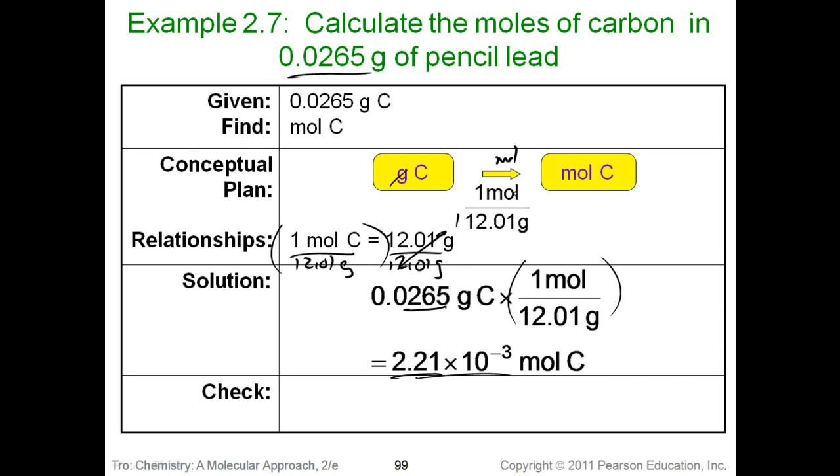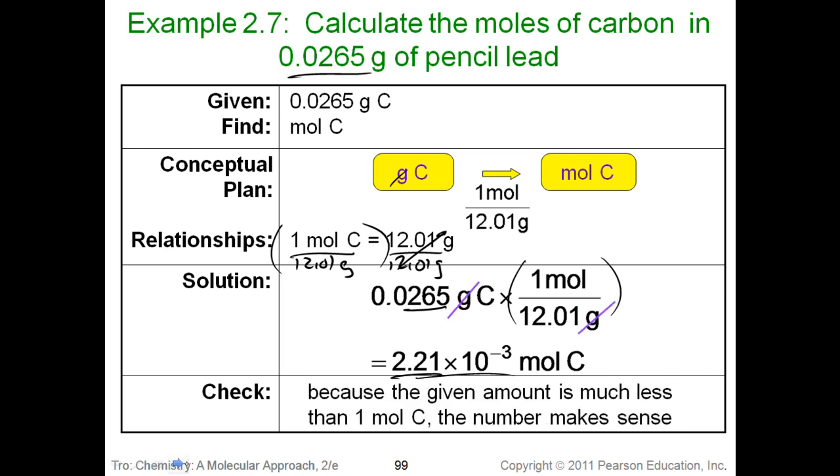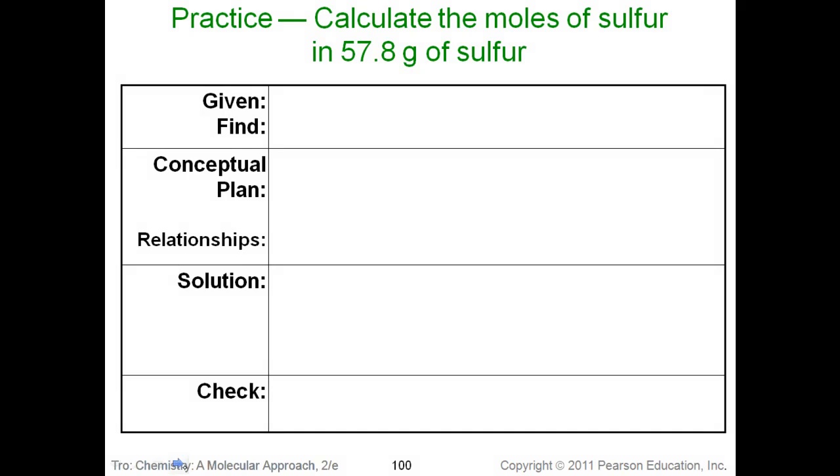All right, so there's the conversion factor we talked about. Grams cancel out, and we're left with moles. All right, let's try another problem. This one's reversed. Calculate the moles of sulfur in 57.8 grams of sulfur.